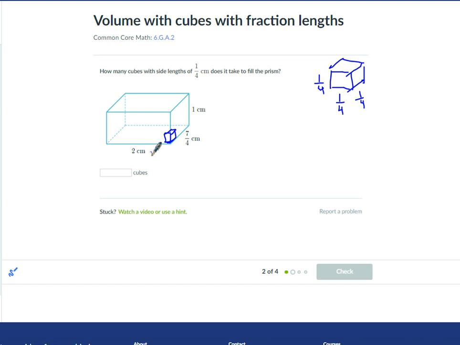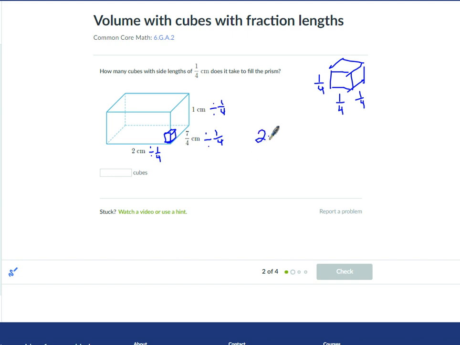So if I took 2 and divided it by 1/4, that would tell me how many cubes could go across the length in this case. If I took 7/4 and divided it by 1/4, that would tell me how many 1/4 cubes could go across the width. And if I took 1 and divided it by 1/4, that would tell me how many 1/4 cubes could go along the height. So we just have to do that math.